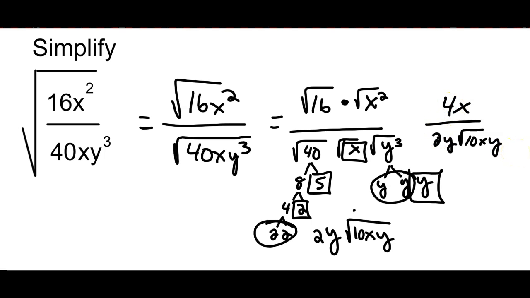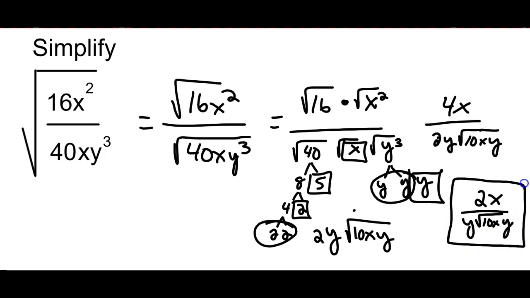And I notice I got a 4 over 2. This is my fraction with the radicals simplified, but now I can simplify the fraction. So 4 divided by 2 is just 2. So 2x over y times the square root of 10xy is my answer there. Let's try out the next one.